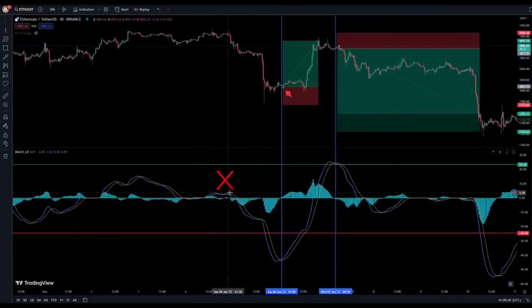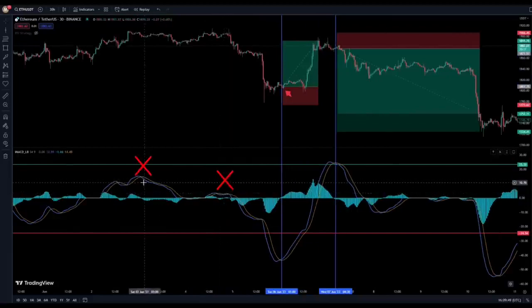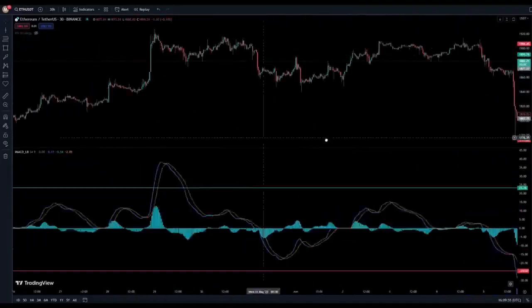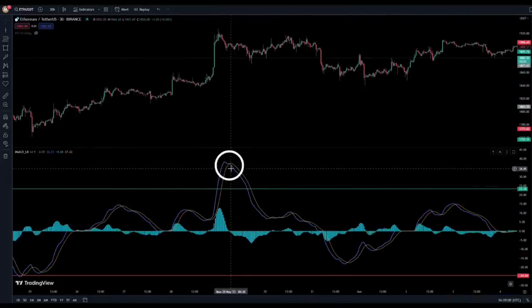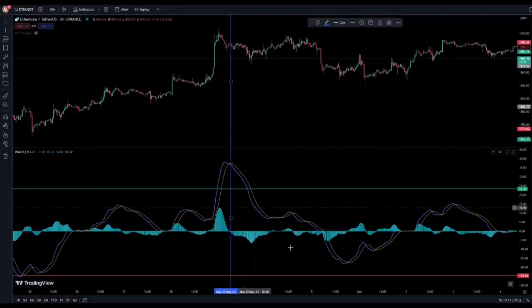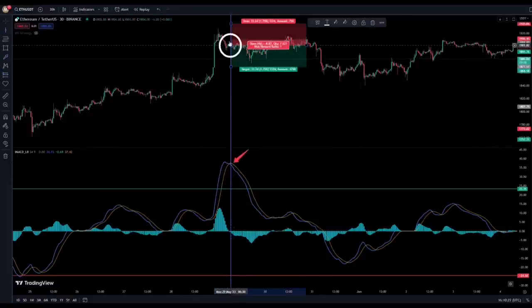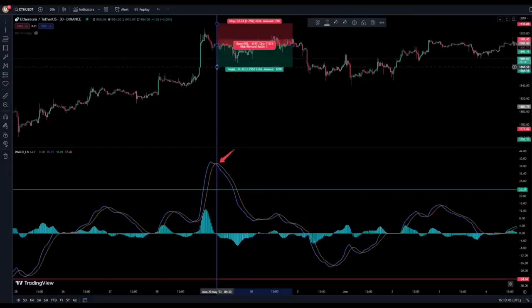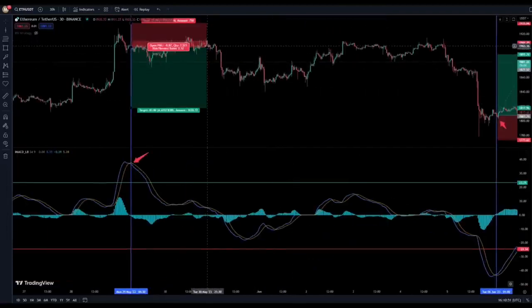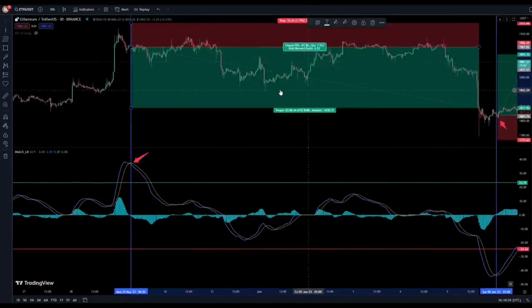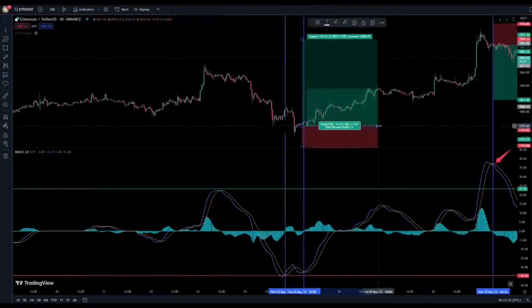Here, they have crossed under the green line, so it is not valid. Also, this one is not valid. But here again, the crossing is above the green line, so we got a sell signal. I draw a line. It is exactly parallel to this point. I entered the trade and set the target to the previous swing high. Let's check out if it made profit, which it did.